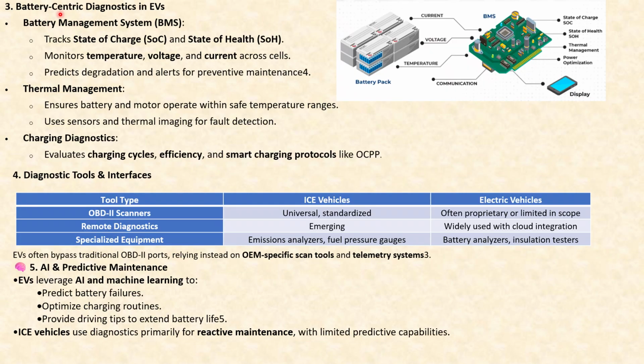Now, let's see battery centric diagnostics in electric vehicles in a slightly more elaborate manner. The BMS, or battery management system, tracks the state of charge and state of health. SOC and SOH are two extremely important parameters in a battery management system. It monitors the temperature, voltage, and current across the cells. It also predicts degradation and alerts for preventive maintenance. Thermal management ensures battery and motor operate within safe temperature ranges, and it uses sensors and thermal imaging for fault detection.